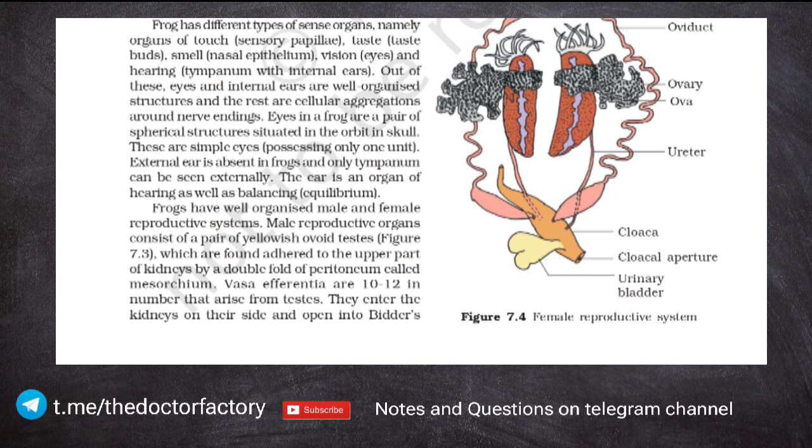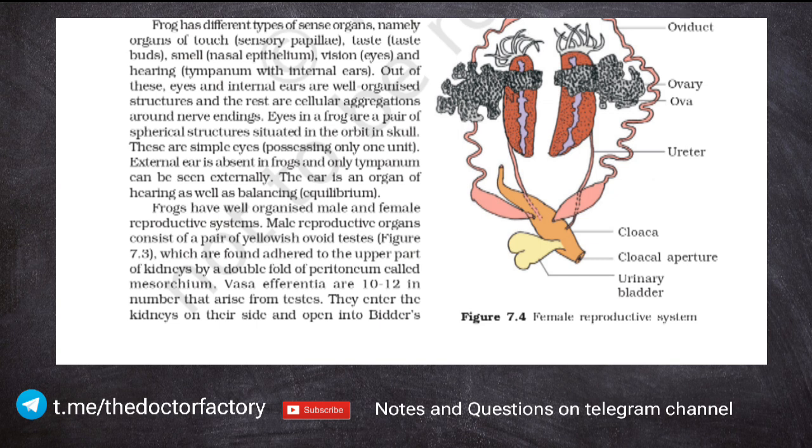Frogs have well organized male and female reproductive systems. Male reproductive organs consist of a pair of yellowish ovoid testes, which are found adhered to the upper part of kidneys by a double fold of peritoneum called mesorchium.